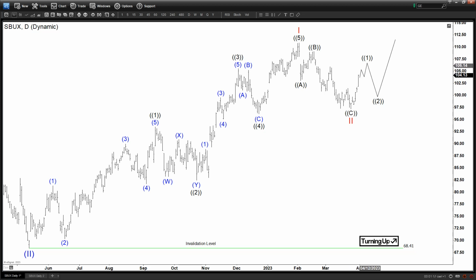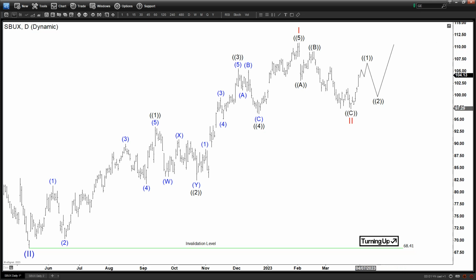Then we expect a pullback to happen to correct at least a cycle from the 24th. If the lows hold around the 97, then we expect the stock to resume the rally or at least do another leg to the upside. Of course, this is critical. We have clear short-term validation levels for both moves. We need to hold above the 97. That's the initial validation level in the short term, and the stock later on needs to break above the 110 area to confirm the break to the upside.